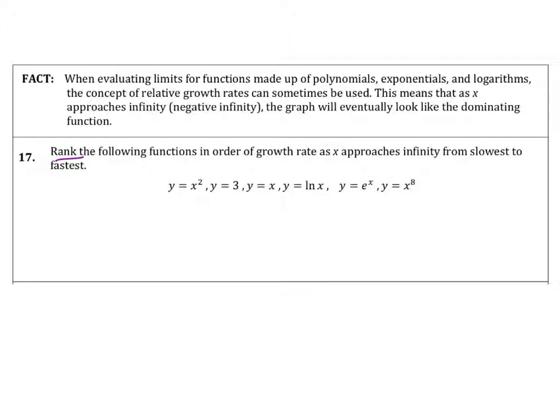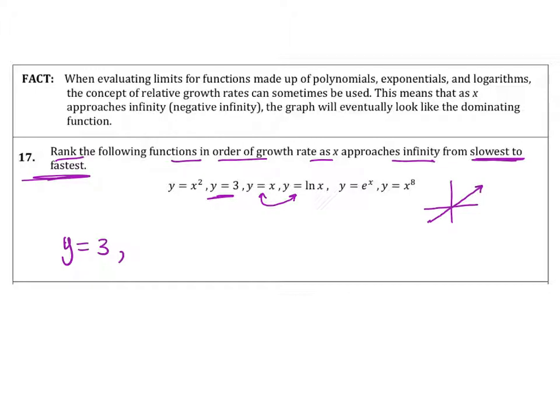So here it wanted us to rank the following functions in order of growth rate as x approaches infinity from slowest to fastest. So looking at all of those, the slowest growth rate would be y equals 3, because that's constant. It is not increasing in value at all. So the next one that we have to look at would be y equals x, or y equals natural log of x. Well, the graph of y equals x is a line, nice, friendly line there.